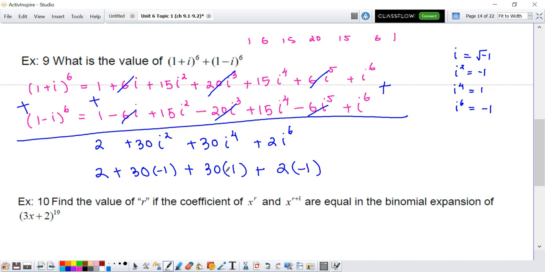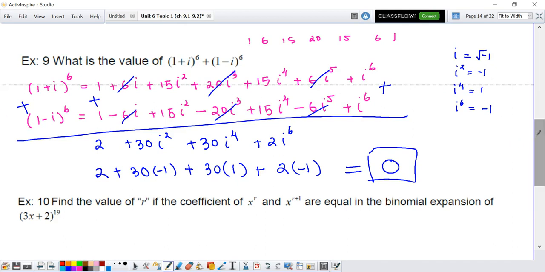So the 30s get cancelled out, the 2s get cancelled out. The answer is 0. Pretty interesting problem. We wanted you to understand the powers of i. i is an imaginary number, and this is to recall your memory from a previous class, and how to expand and how to add. So, a very interesting problem.